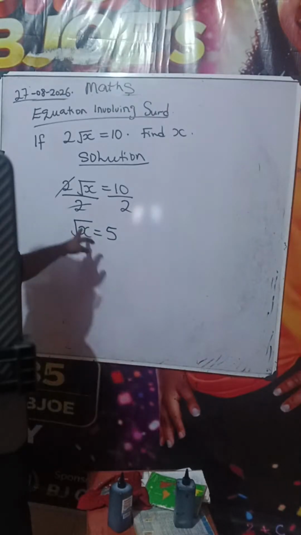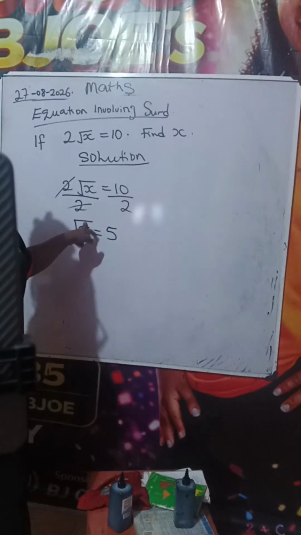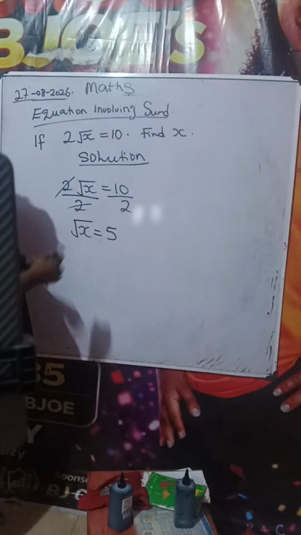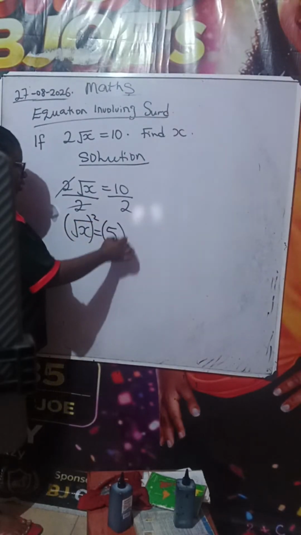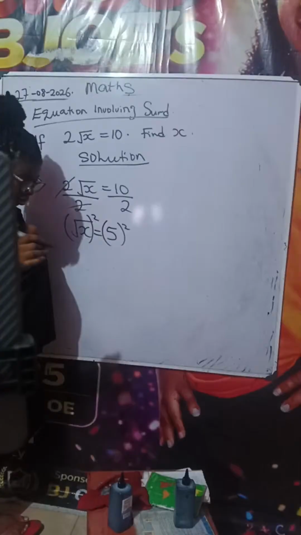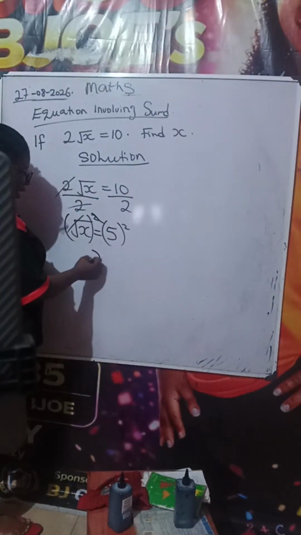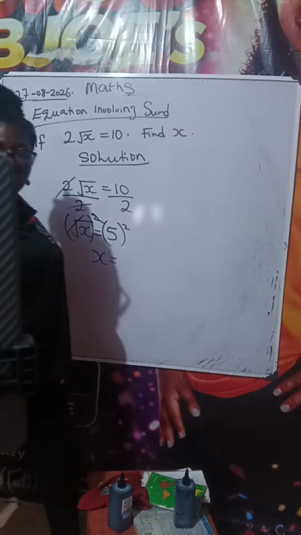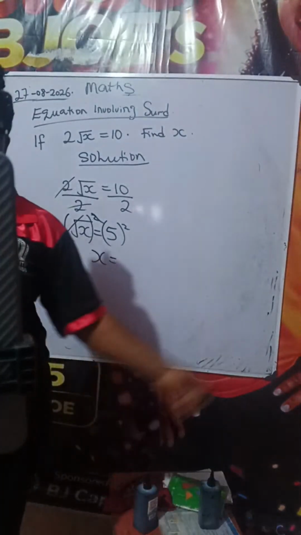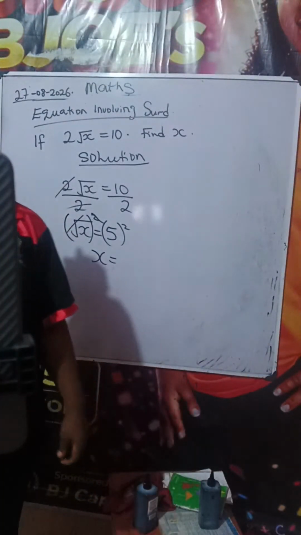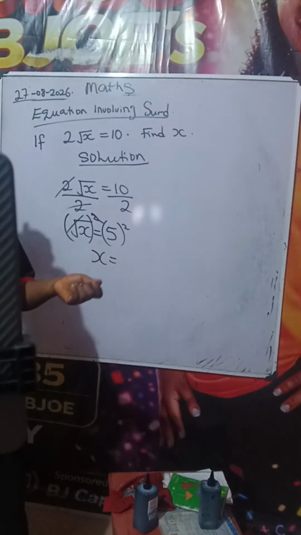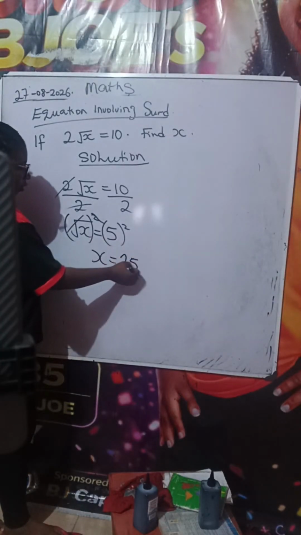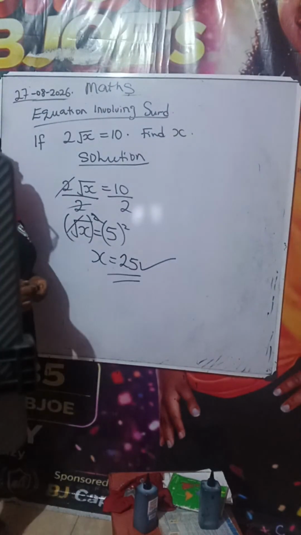Okay, to remove this, we are going to square both sides. So we square both sides. Now I will square this place, and I will square this place so that I can remove that root. So this root is removed, and I have x equals, now what is the square of 5? The square of 5 will give us 25. So our x is 25, and that is the answer.